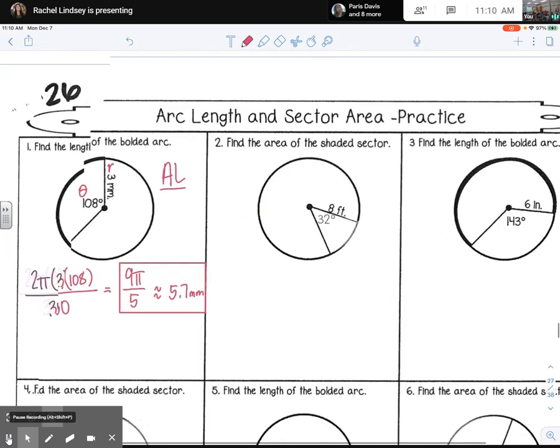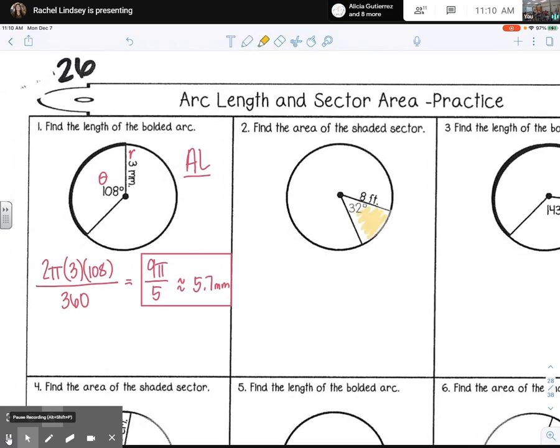Number 2, find the area of the shaded sector. This is the shaded sector. So we're gonna have pi times r squared times theta over 360. So what's my r? 8. So I have pi times 8 squared times my angle, 32, all over 360. 256 pi over 45. That applies down to 17.9 feet squared.